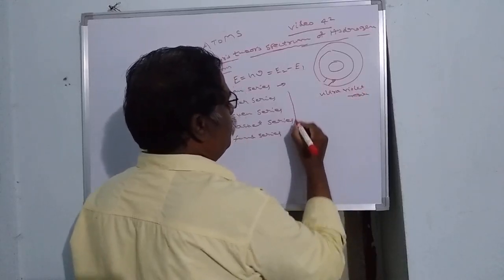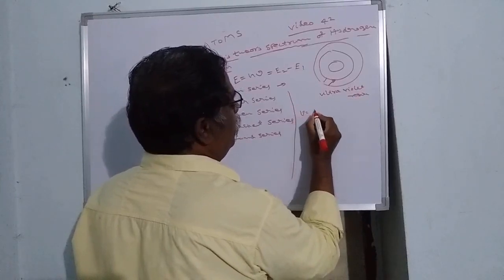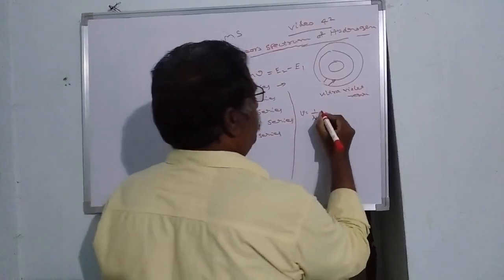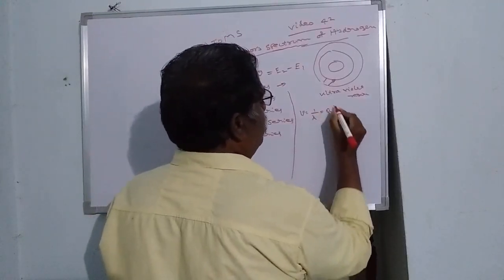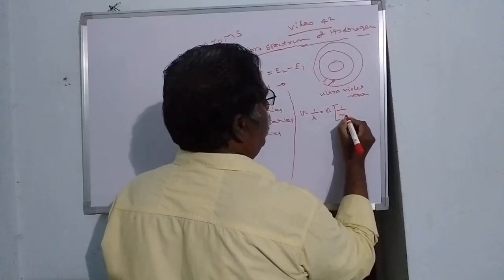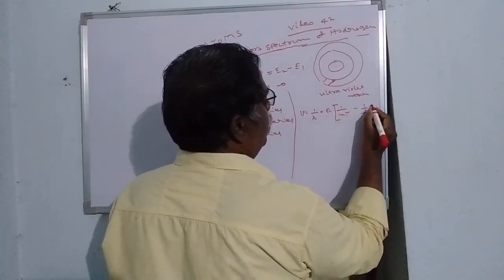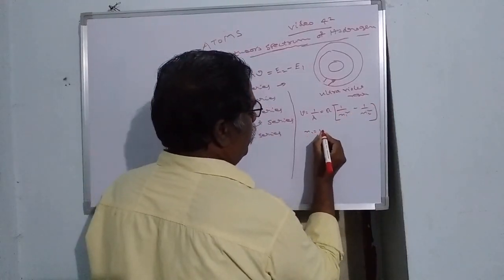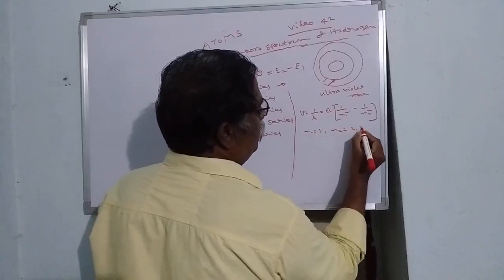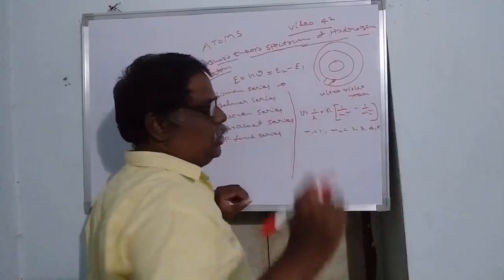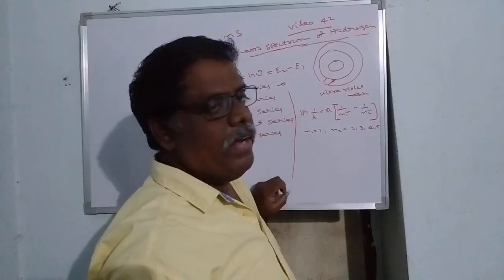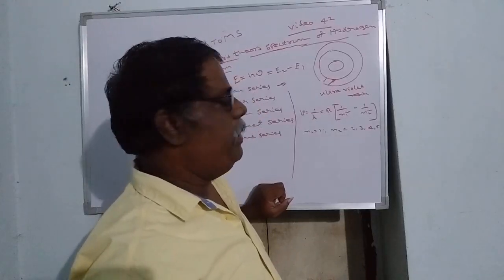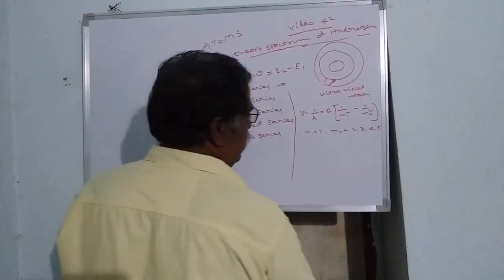So what is the formula to find the frequency? Frequency and wavelength are always inversely proportional. 1 by lambda is equal to R into 1 by n1 square minus 1 by n2 square, where R is the Rydberg constant. Here, for the Lyman series, n1 value should be 1, n2 values will start from 2, 3, 4, 5 and so on. That means the electron jumps from the outermost orbit to the first orbit. The region will be ultraviolet region.